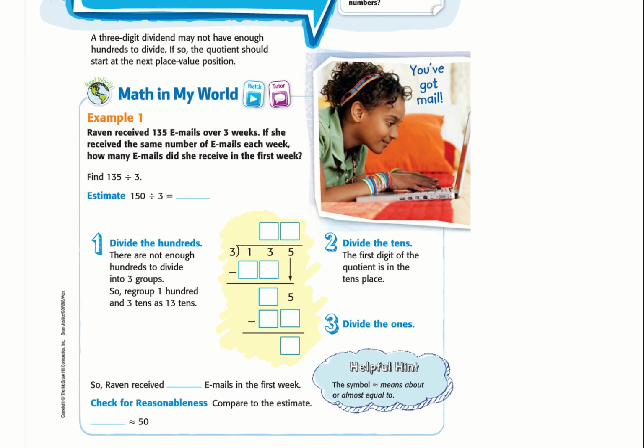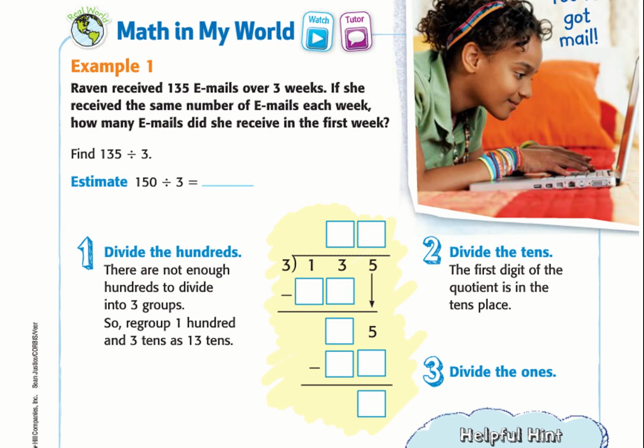Example 1. Raven received 135 emails over 3 weeks. If she received the same number of emails each week, how many emails did she receive in the first week? So estimate, this is just to kind of check our work. 150 divided by 3 is going to be 50.